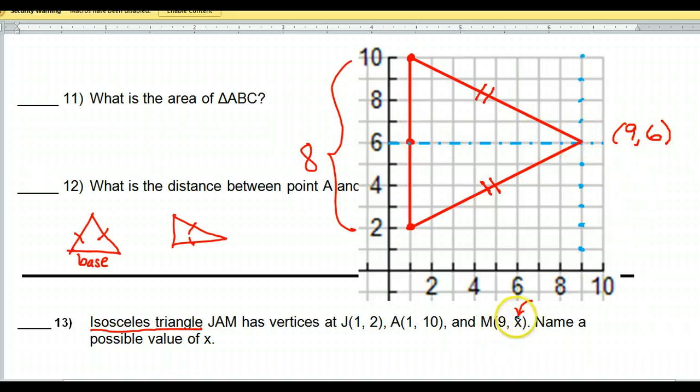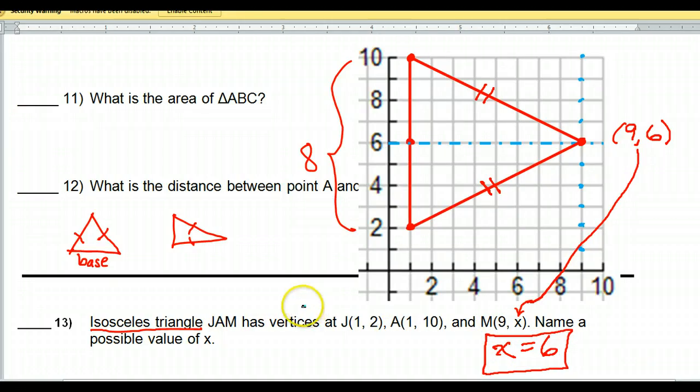So again, comparing this 9 comma 6 that we came up with for the vertex of an isosceles triangle compared to 9 comma x, okay, that means x must be 6. 9 comma 6, 9 comma x, x is 6. Okay, and that's how you do number 13.